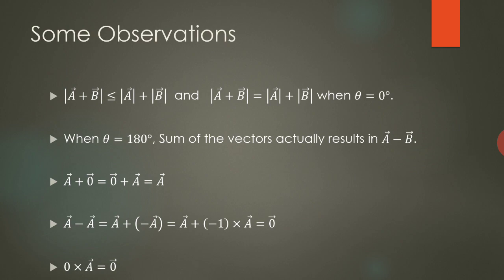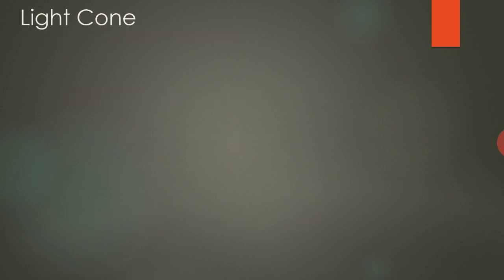Now, adding a null vector to any vector gives us the same vector back, and adding any vector to a null vector also gives us the same vector back, and subtracting a vector from itself gives us a null vector. Another way of obtaining a null vector is multiplying any vector with the number 0, or multiplying any vector with scalar 0 gives us a null vector. This null vector has a wide range of applications in relativistic mechanics.